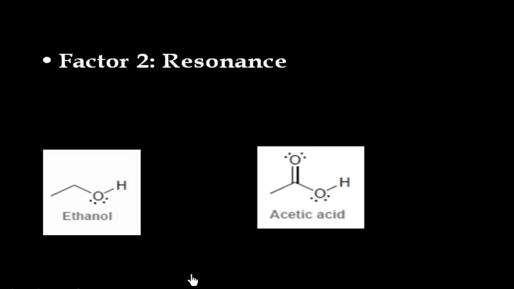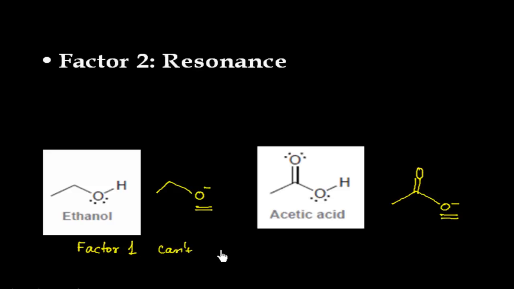Now let us say we have these two molecules. One is ethanol, another is acetic acid. If we try to compare the acidity of these two molecules, we make the conjugate base: in this case I will have this conjugate base, and in this case I will have this conjugate base. Now you see, in both cases I have the negative charge on the same atom, that is oxygen here. So factor 1, the charge on which atom we have, cannot be used to compare acidity.